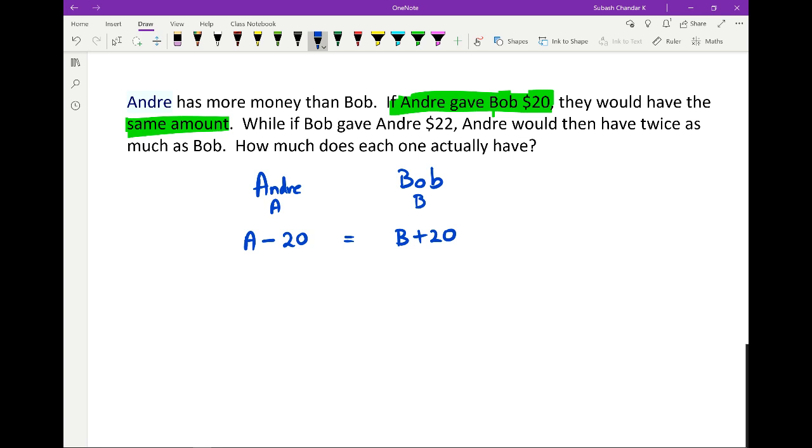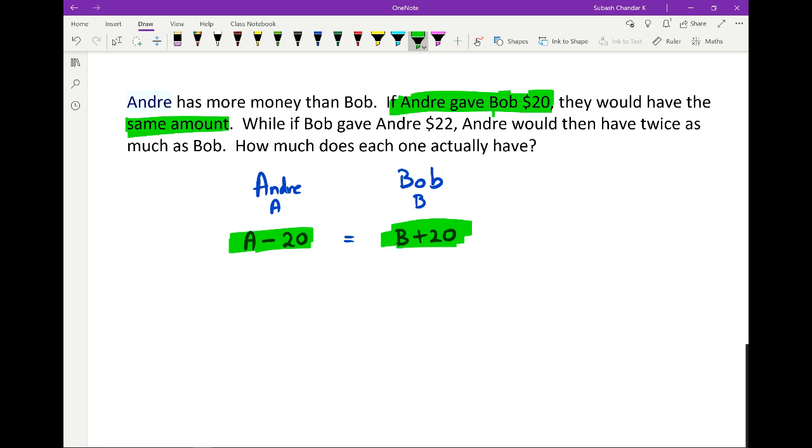I didn't do anything. So that's the first equation to have a look at. If Andre gives $20, then whatever the new amount he has is the same as Bob when he has gained 20 bucks. This is looking at Andre giving $20, Bob gaining $20, and now they've got the same amount of money. So that's your first equation, sorted.